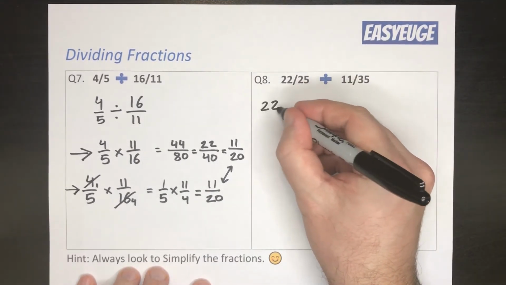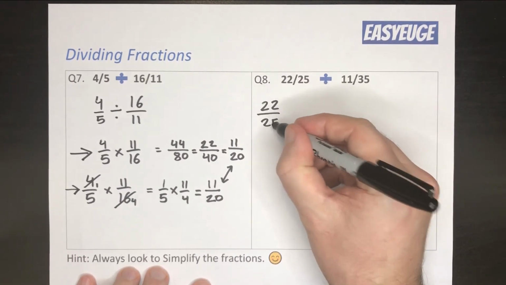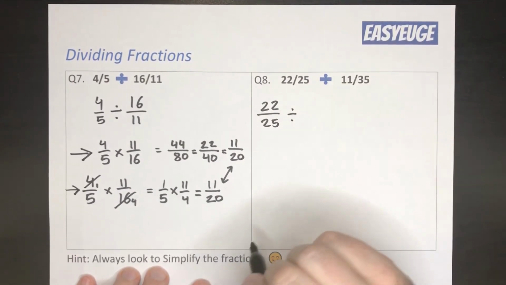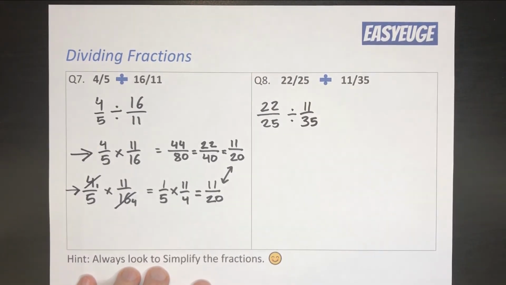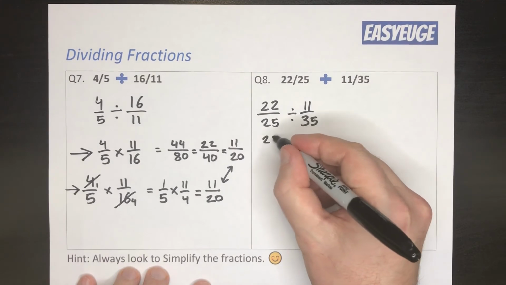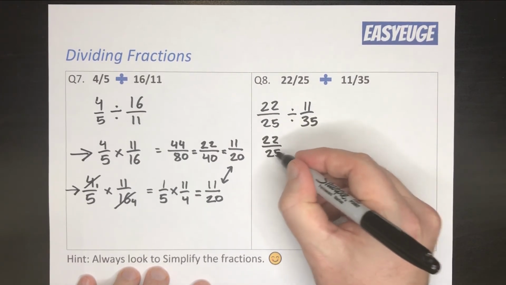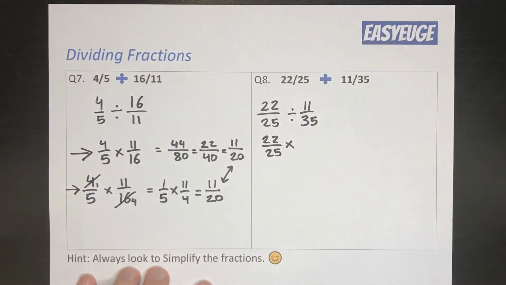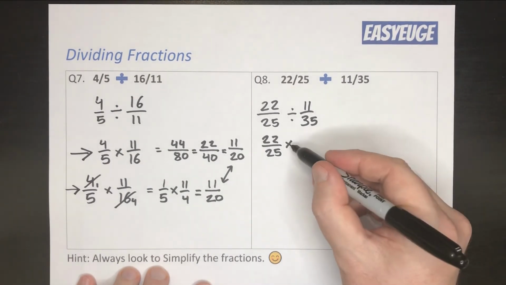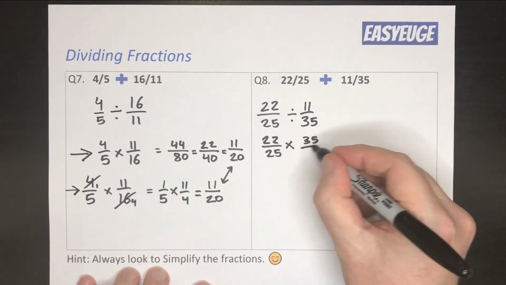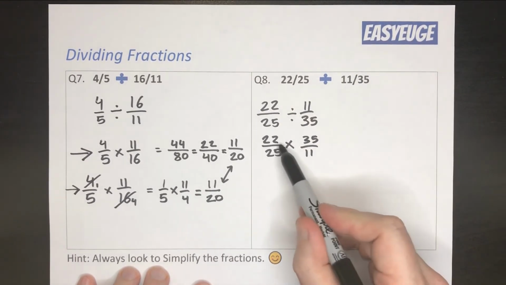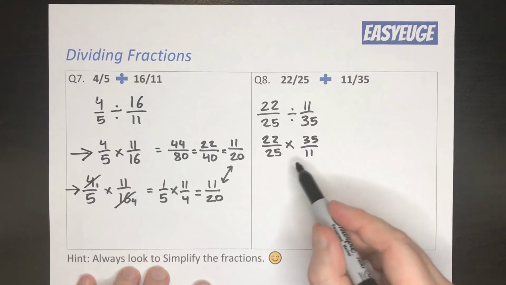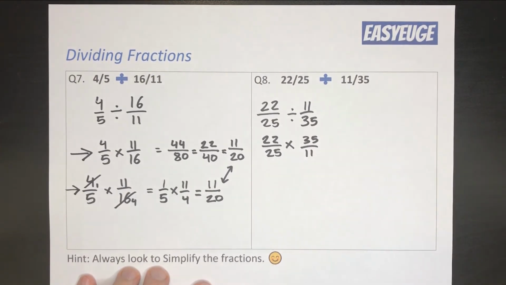And that is 22 over 25 divided by 11 over 35. And we know that that is the same as 22 over 25, and let's use what we've learned in the video, multiplied by 35 over 11. Now, I'm not even going to start multiplying 22 by 35 and 25 by 11. We would need a calculator.